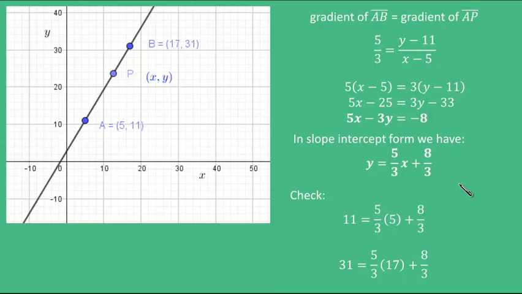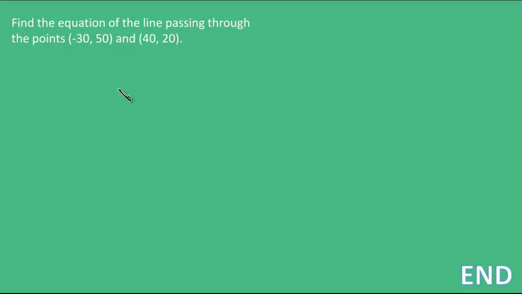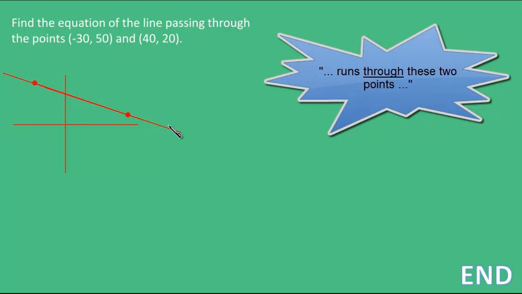Let's look at an example. In this example, we're asked to find the equation of the line passing through these 2 points, (-30, 50) and (40, 20). Let's begin by sketching our x and y axes and more or less placing where these points belong. So (-30, 50) plausibly could be somewhere around here. Likewise (40, 20) around here. We then draw our line that runs between these 2 points. It's the equation of this line that we want to get.